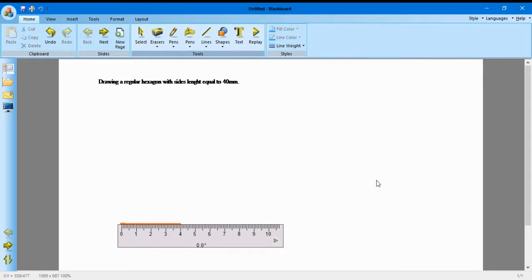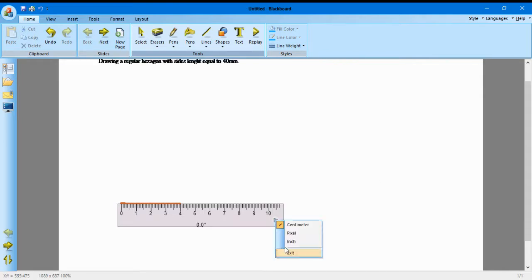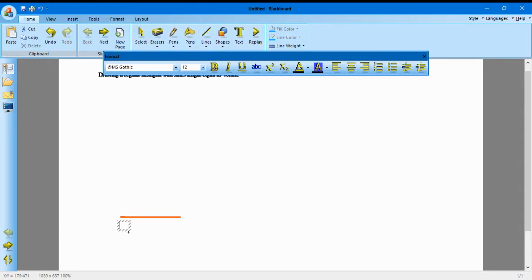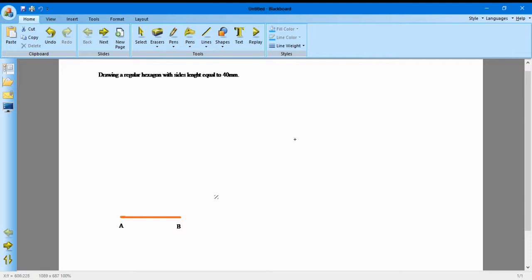Drawing my line, which will be equal to 40 millimeters. Remember, we need to label our line. We need to label our line, and we're going to call this line A and B. That will be my line that I will be doing here. Line AB, which is equal to 40 millimeters.